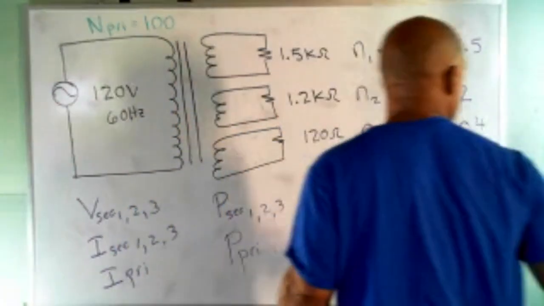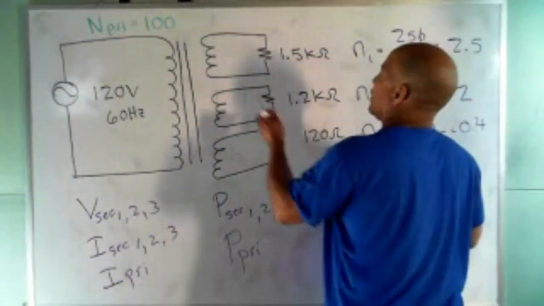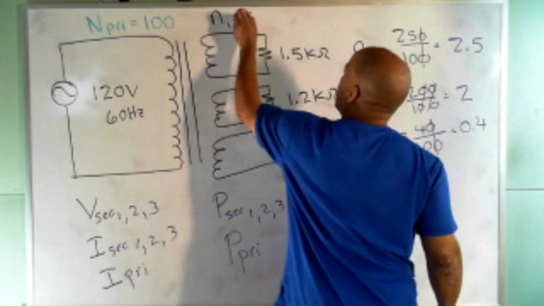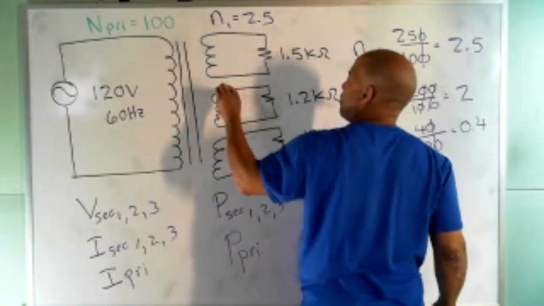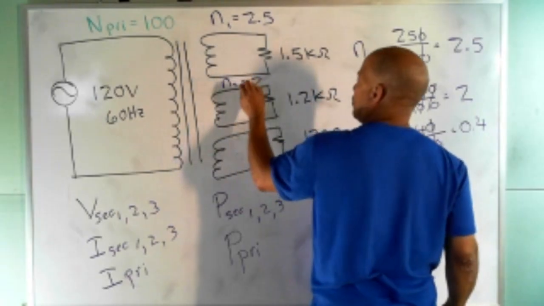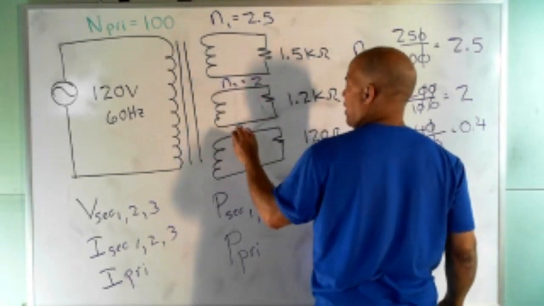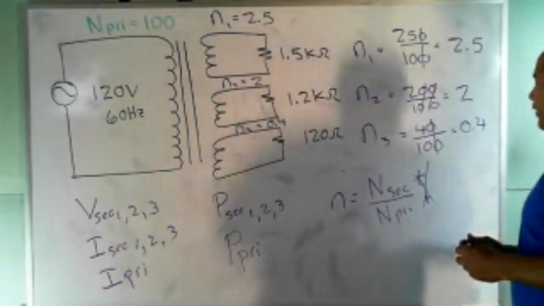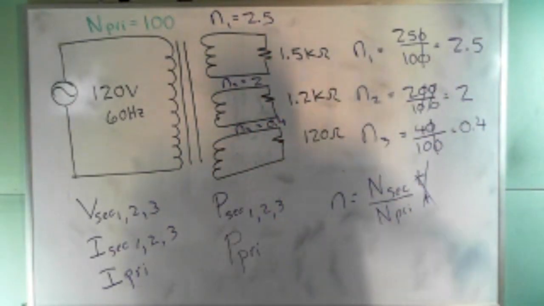And replace it with this. So we got N1, 2.5. We got N2, 2, and N3, 0.4. All right, so what's next? Multiplied each of the turns ratios by the primary voltage.